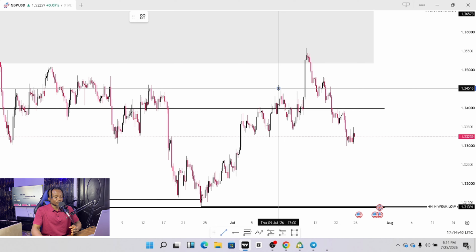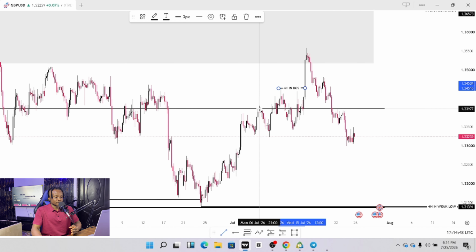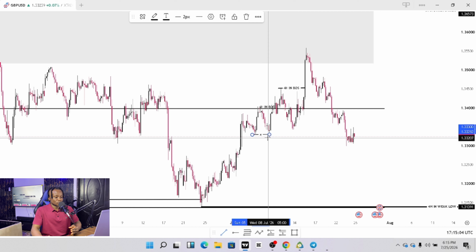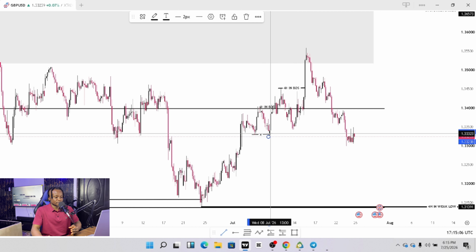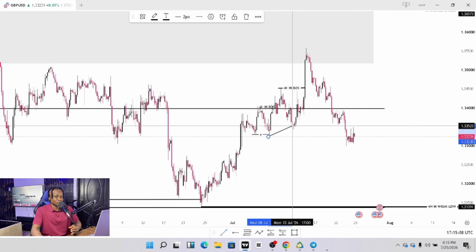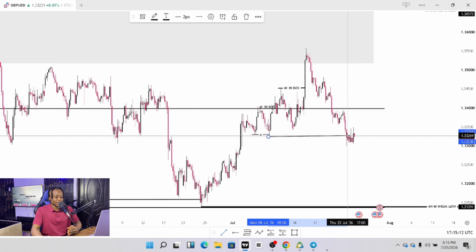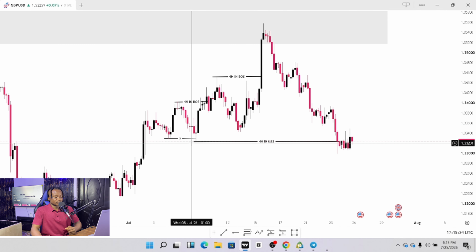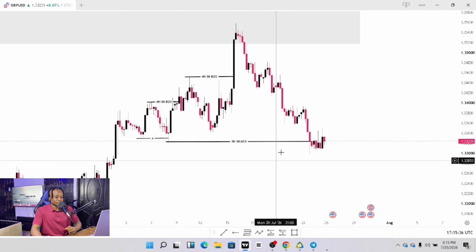This is the last break of structure, and before then there was another low break of structure here, and this one swept a low here. So there was a liquidity sweep there. What this means is that this low is more important than this low in our opinion. So we'll be using this low for our market structure shift. This is the low we're expecting it to break.